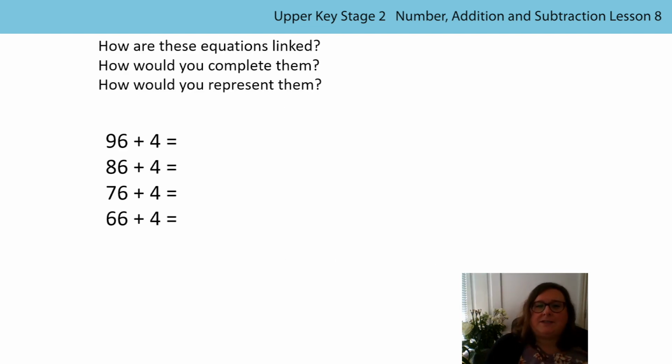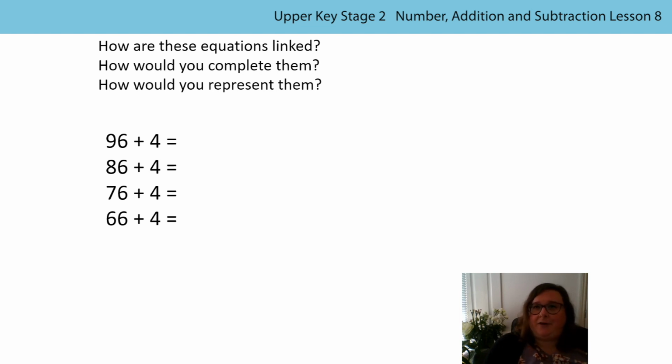Okay, we've got some linked equations here, and in a moment I'd like you to have a go at finding the sum that will complete each equation. First of all though, there are a few extra questions I'd like you to think about as you are doing your jottings. How are these equations linked? What's the most efficient method of completing them? And also, how would you choose to complete them? And also, when you've spotted some links, what would be a good way of representing the links between the equations?